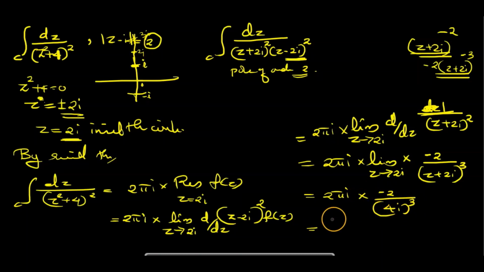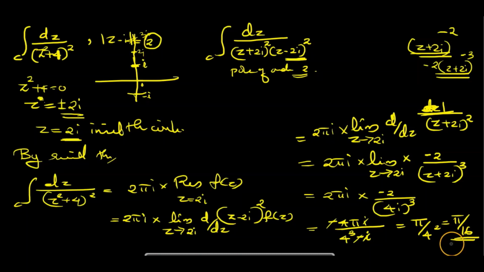That is −4πi divided by 4³ into i³ is −i. Now i and the minus signs cancel, and also 4 cancels from numerator and denominator. We get π divided by 4², that means π by 16 is the answer.